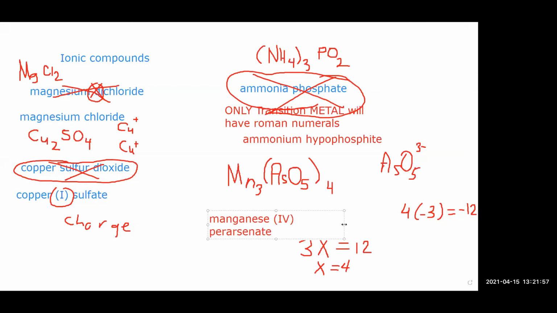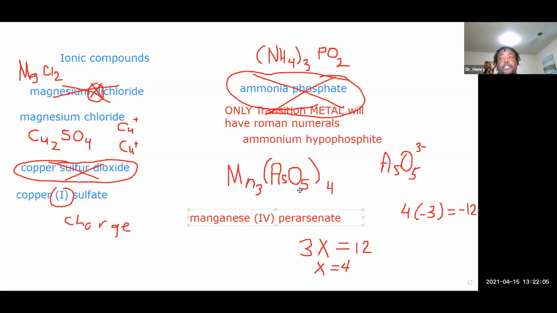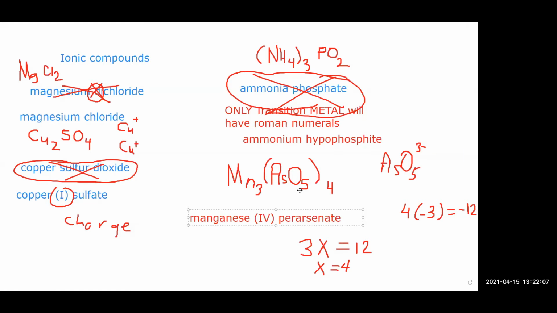And it's per arsenate because it's one charge higher than the arsenate polyatomic ion. It's not one charge higher, it's one oxygen higher. Oh, one oxygen. Look at arsenate. Yeah, it's AsO4 3-. Yep.